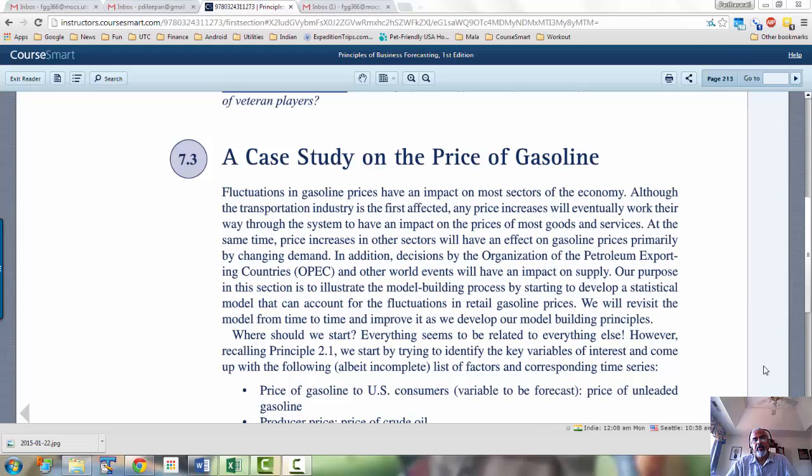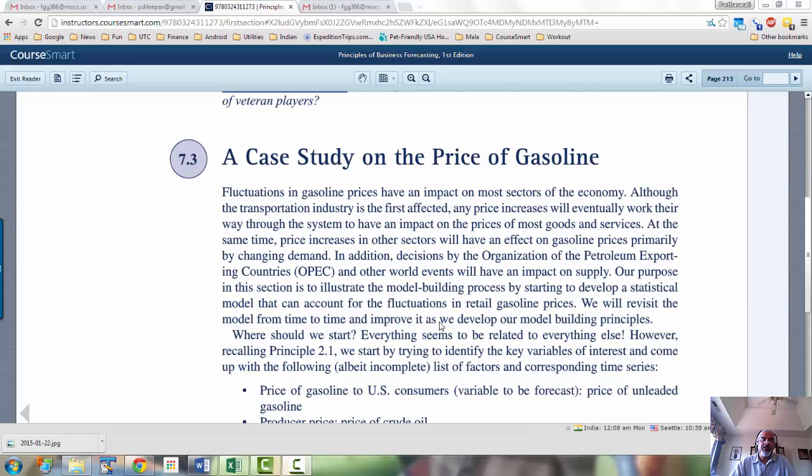Now let's look at a larger problem, using the same concepts that we've already discussed. We'll illustrate those and then build on that. In this case study, we want to forecast the price of gasoline to US consumers, unleaded gas per gallon. So we want to forecast the price in the future.